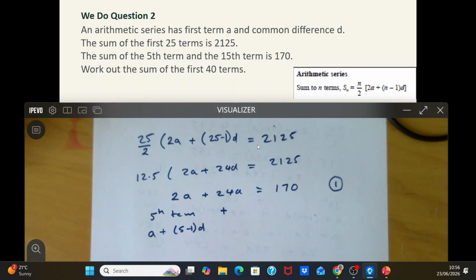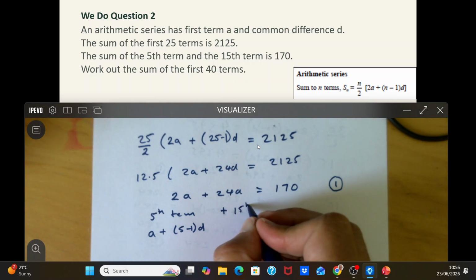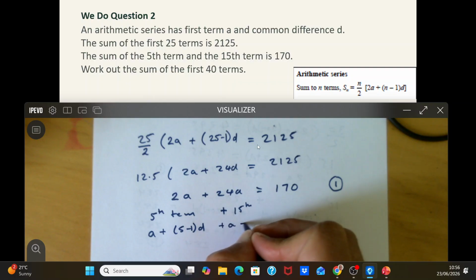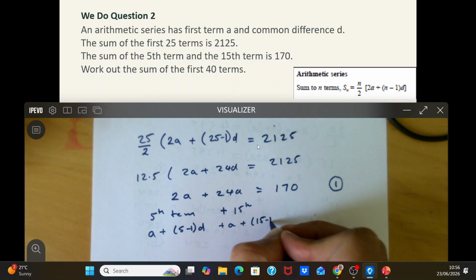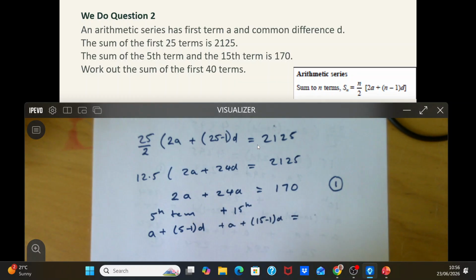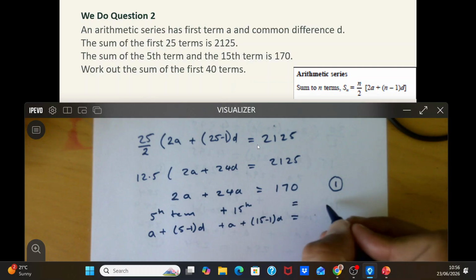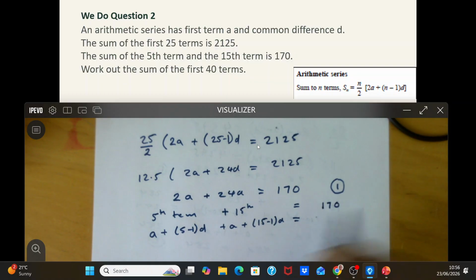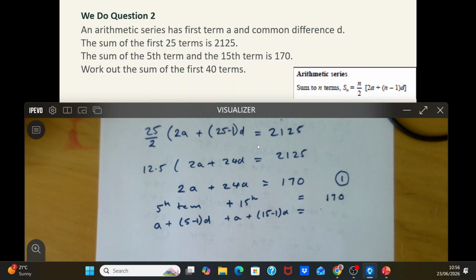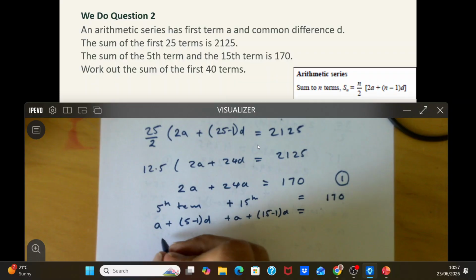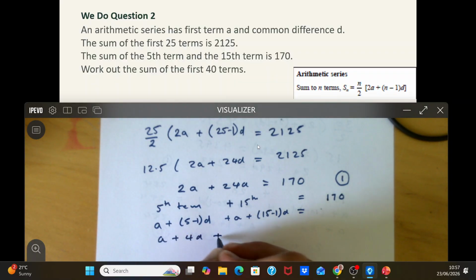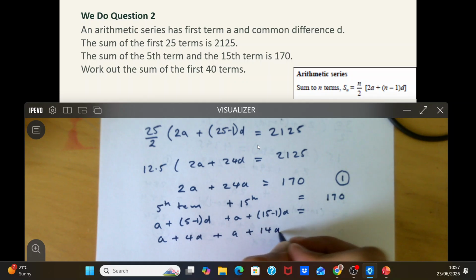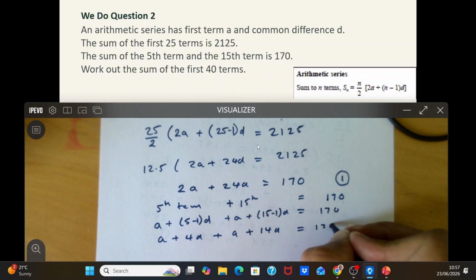And what are we going to write for the 15th term? Well, that must be the first term plus 15 minus 1 for the d. And what does that sum together to equal? 170. Now I can see that this question might be a bit strange, and we'll find out in a minute why this question is strange. It's about the process of putting this in. So a plus 4d plus a plus 14d equals 170.